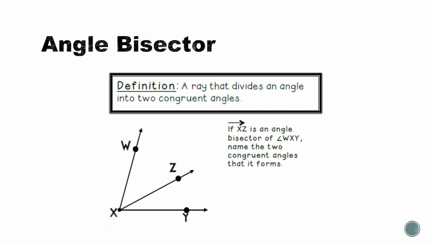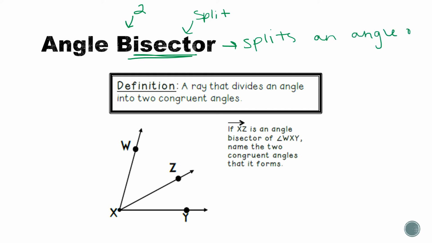Next, we're going to talk about what an angle bisector is. Now, again, thinking of the word bisector, remember this bi means two. And if we think of intersect, we can say split. So a bisector splits an angle or segment, right, into two equal parts. So the definition you have in your foldable is a ray that divides an angle into two congruent angles.